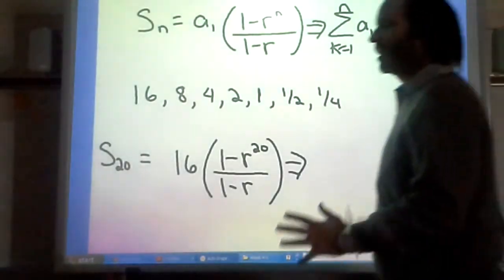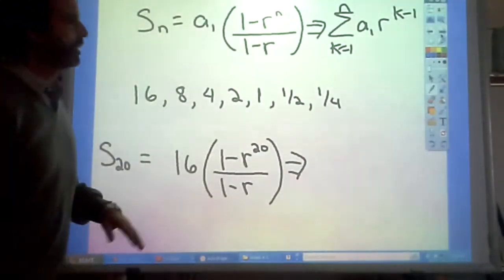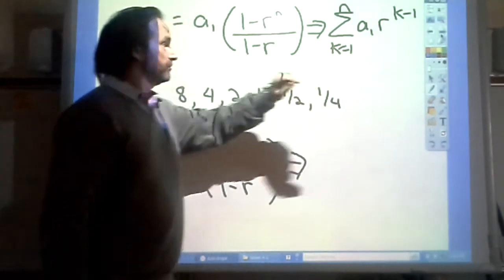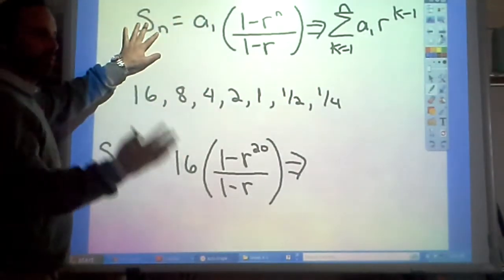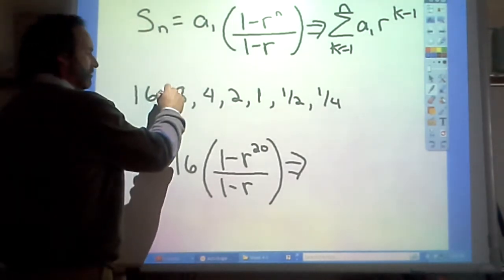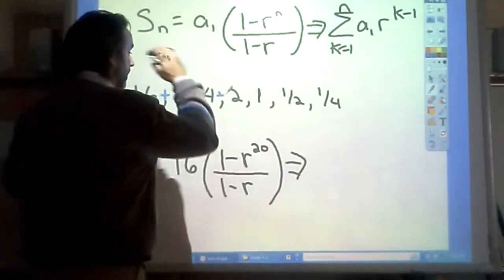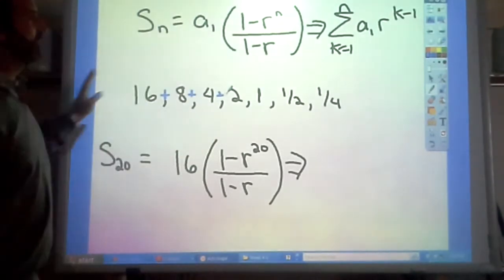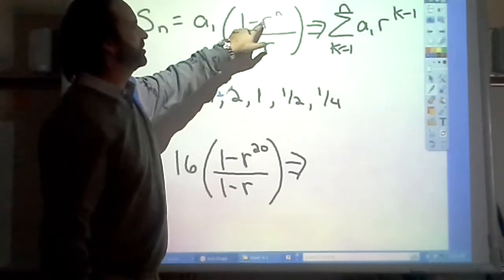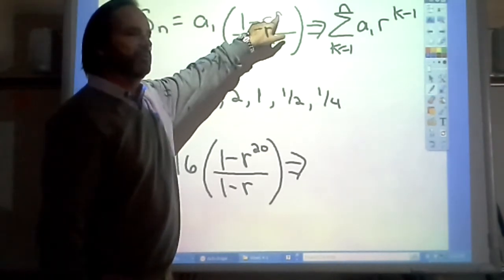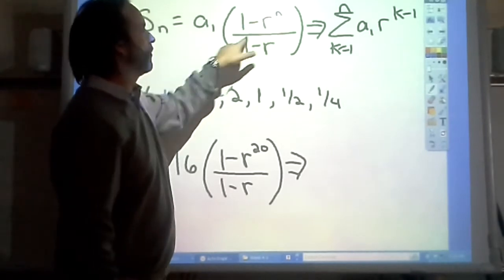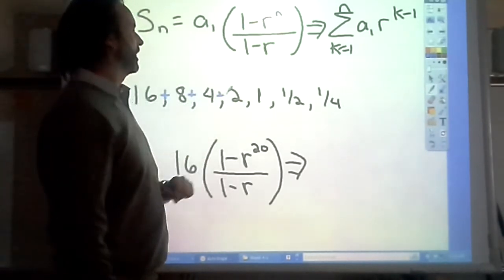Alright, here's a lot of stuff. But basically, we'll do this later. We did this on the CBA. But the sum of the first 20 terms of my geometric sequence, it's your first term times a fraction. This is a formula: 1 minus your ratio to the n, not n minus 1, but to the n, over 1 minus r, okay?